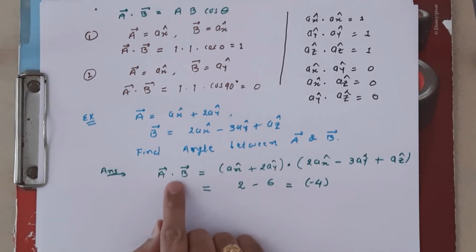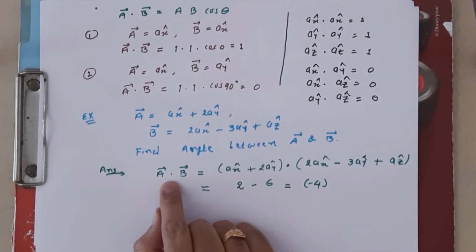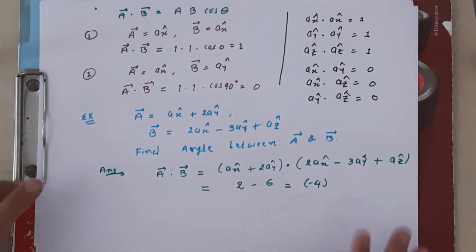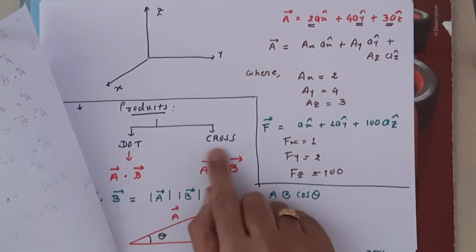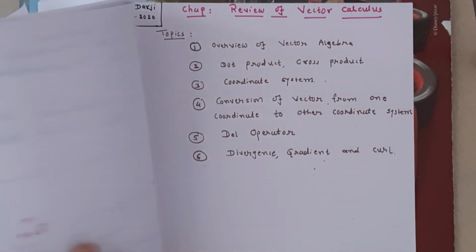If you do the dot product between two vector quantities, the answer must be a scalar quantity. See here, our answer is minus 4. Whatever answer you get is always a scalar. So if you do the dot product between two vector quantities, the answer is always and always a scalar quantity. Keep it in mind. Next, we discuss the cross product between two vector quantities.